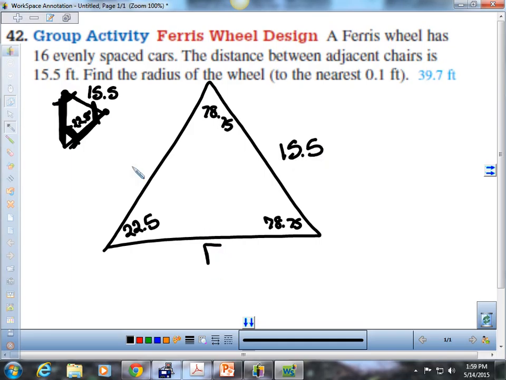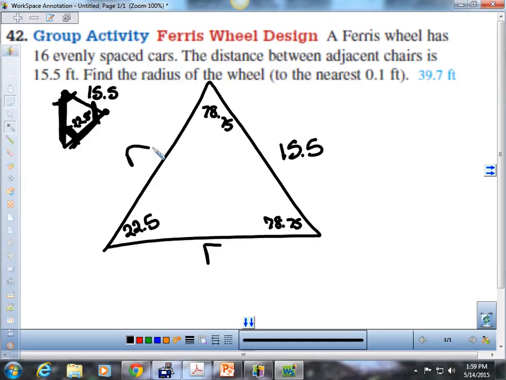I need to know the radius. Problem solved? Yes. Do we have the side angle pair we need? Yes. And then does it matter which of the R's we find? Absolutely not. So, Austin, you're just going to tell me the setup here for the law of sines, and then I'm going to leave it to you. 15.5 over the sine of 22.5 equals R over the sine of 78.75.